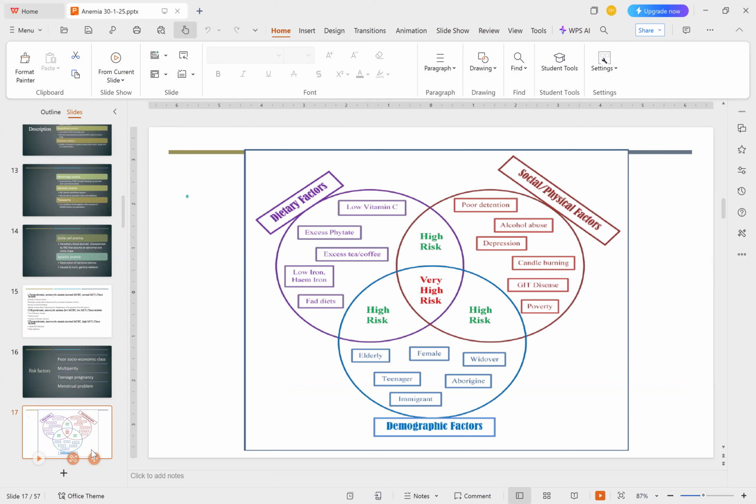Social and physical factors that contribute to anemia include poor digestion, alcohol abuse, depression, candle burning, GIT disease, and poverty. Demographic factors include elderly, female, widow, teenager, and immigrant.